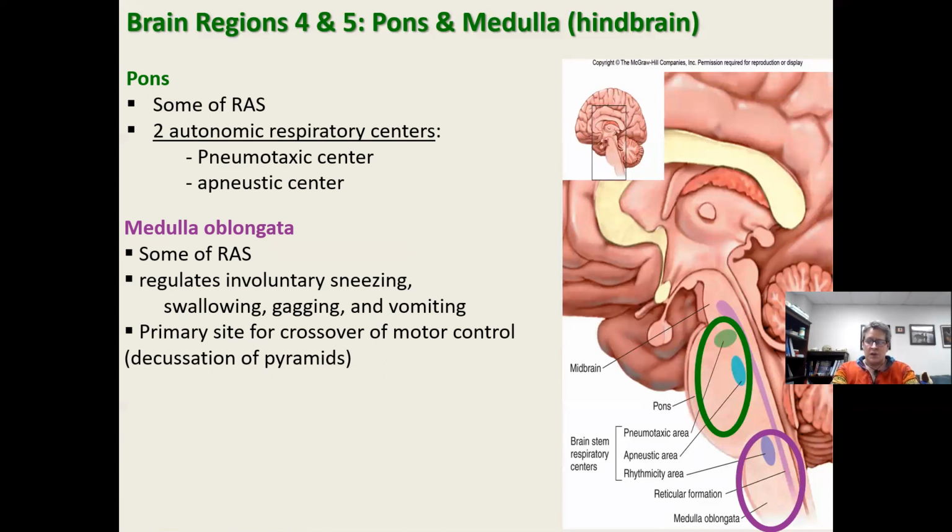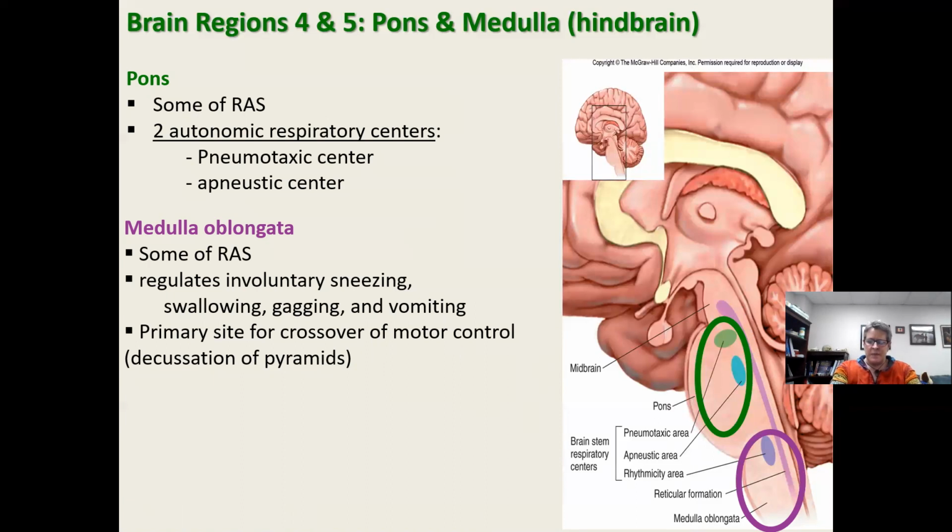Okay, now the medulla controls involuntary sneezing. You've probably noticed that if you ever tried to stop a sneeze once it started, you almost feel like your eyeballs are going to pop out of your head. Because once it starts, it goes to completion. You can't stop it. Same thing with swallowing, gagging, or vomiting. They're autonomically controlled. Once they've started, you can't really voluntarily stop it. It goes to completion. There's also a crossover of information for motor control in the medulla.